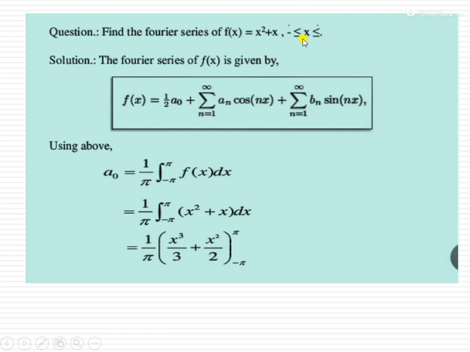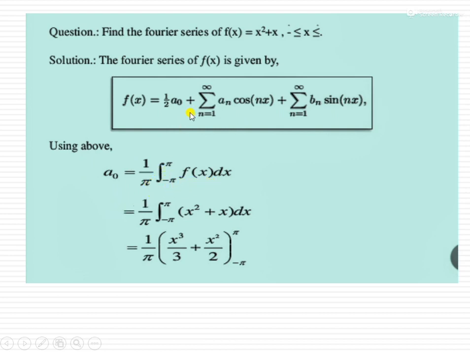We already know the general formula of the Fourier series: f(x) = a0/2 + Σ from n=1 to infinity of an cos nx + Σ from n=1 to infinity of bn sin nx. So we have to find the values of a0, an and bn, the Fourier coefficients. Therefore we know that a0 = 1/π ∫ from -π to +π of f(x) dx.